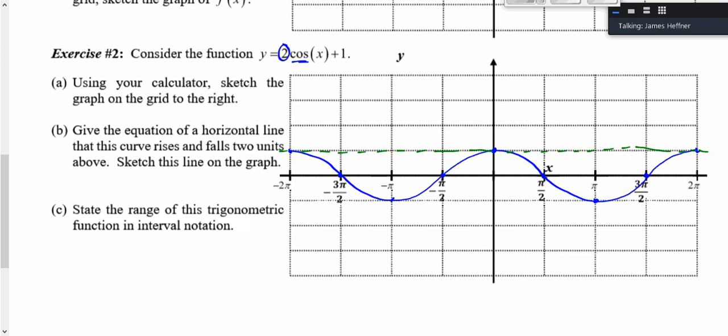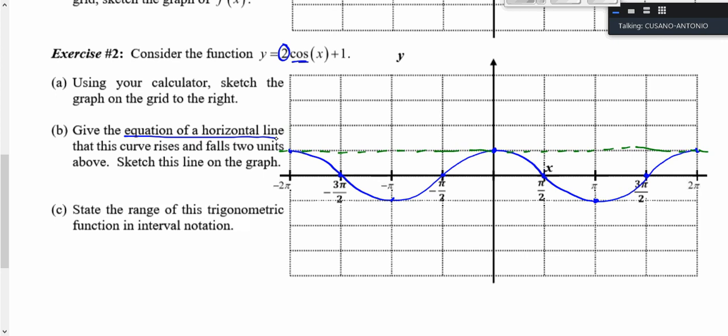Give an equation of the horizontal line. Okay, so they want an equation of the horizontal line that this curve rises and falls 2 units above. I don't know why they want 2 units above. I think they want this green line here. What would be the equation of that green midline I just drew in there? No, just the green horizontal line. Which axis does it cut through, that green line?